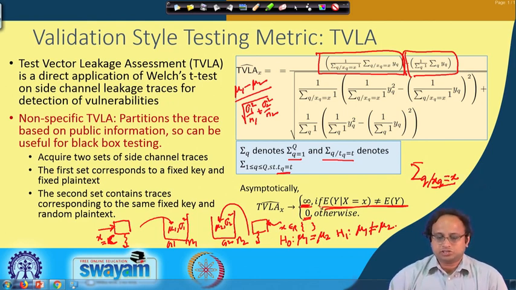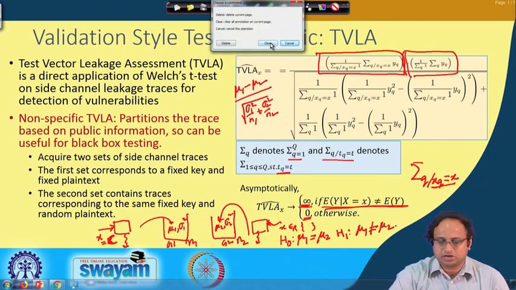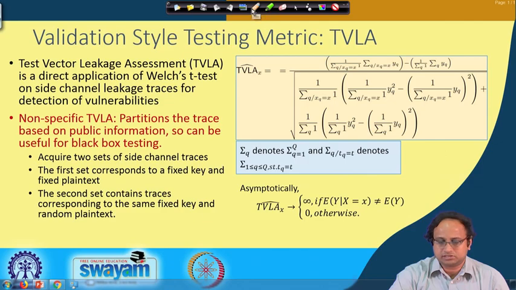Okay. So this forms the basis of what is called the test vector leakage assessment test, and it is something that we will be studying in detail in the next class.